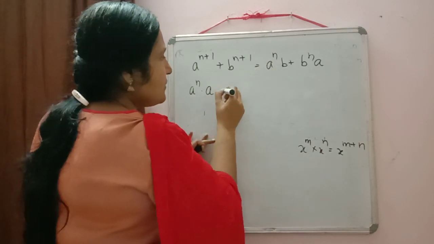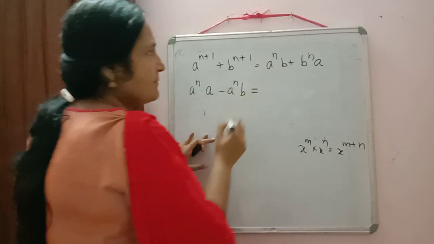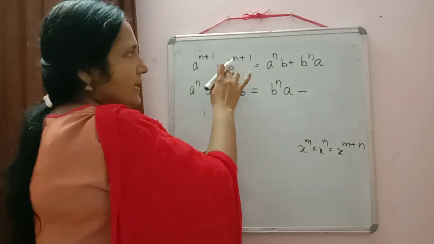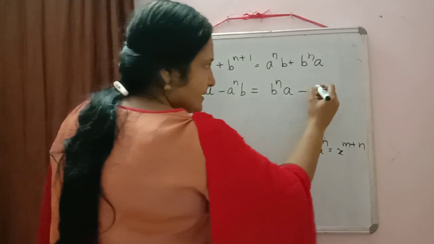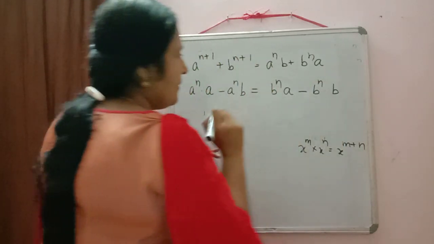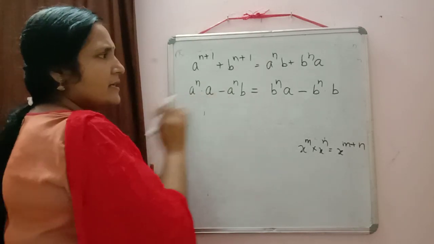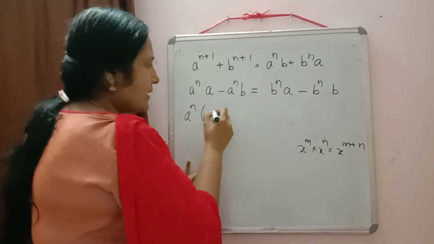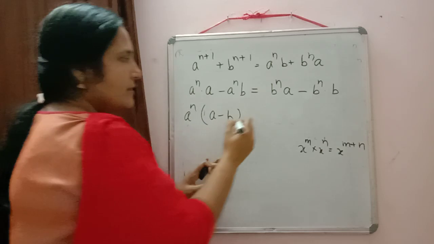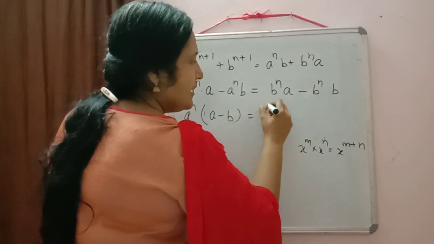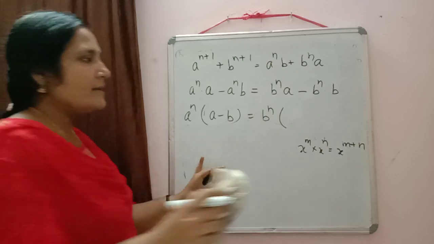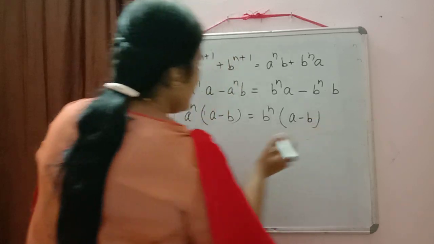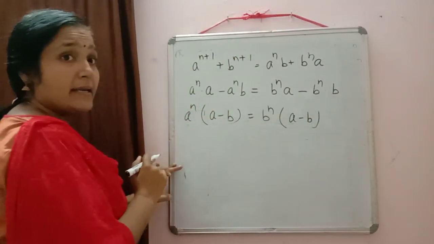Now here this a raised to n into b I am shifting to the left hand side. Here b raised to n into a, this one is also shifted to the right hand side. Again b raised to n plus 1 can be written as b raised to n into b. What is the common factor in these two terms? A raised to n. Take it outside. Inside the bracket what will come? A minus b. What is the common factor here? B raised to n. Inside the bracket the remaining is? Yes, a minus b. So you can check that in both the terms a minus b is there.